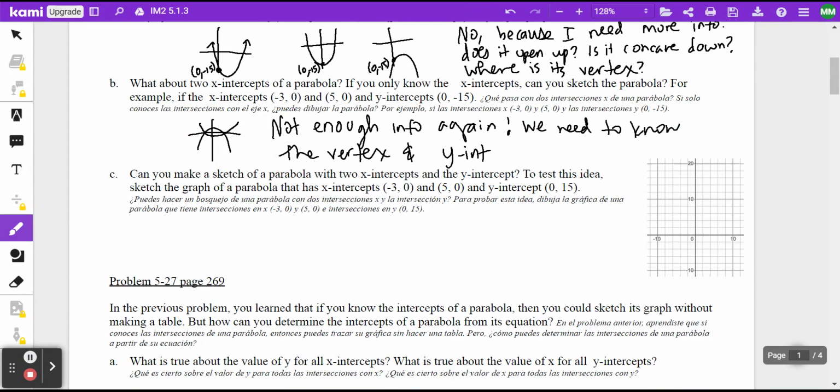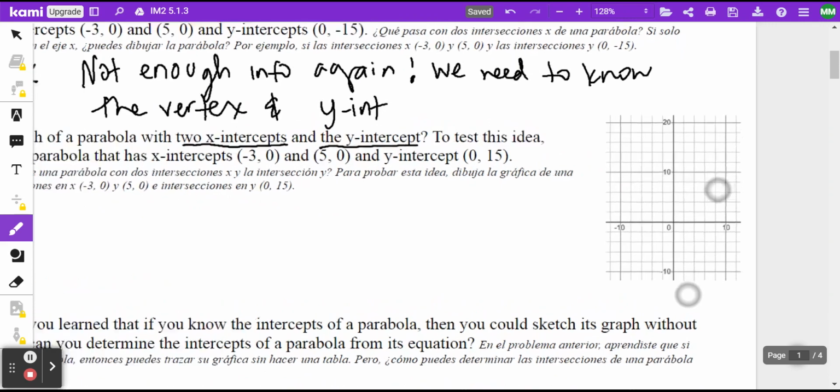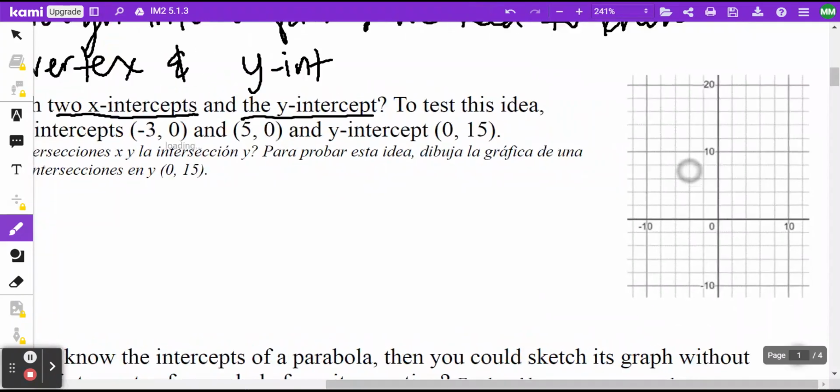Part C. Can you make a sketch of a parabola with two x-intercepts and the y-intercept? Okay, let's check. So suppose our x-intercepts are -3, 0, and 5, 0. Okay, so let's see. Counting by 2, so here's -3, and here's 5. And the y-intercept is 0, 15. So that's up above.